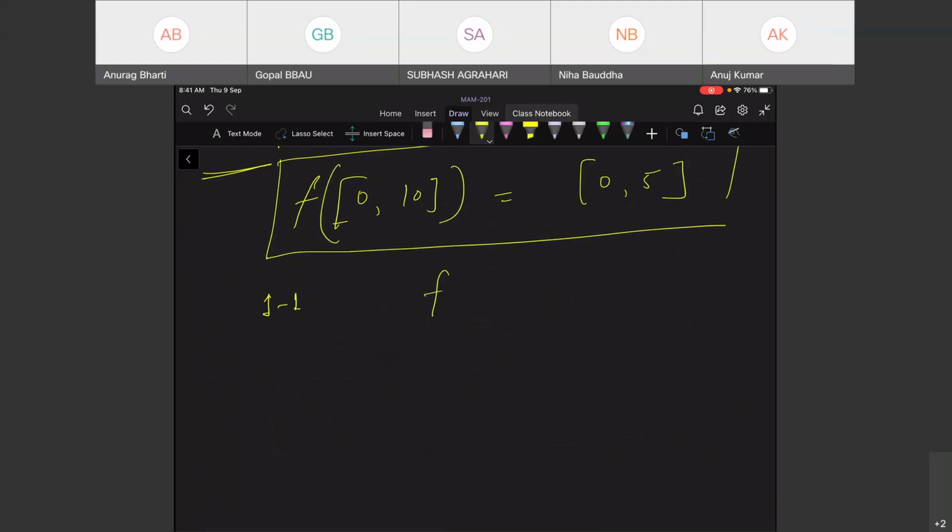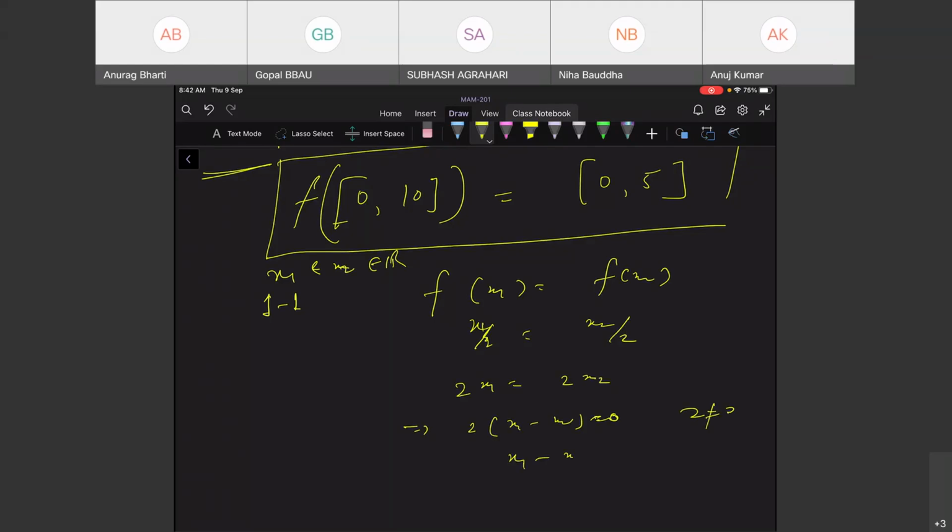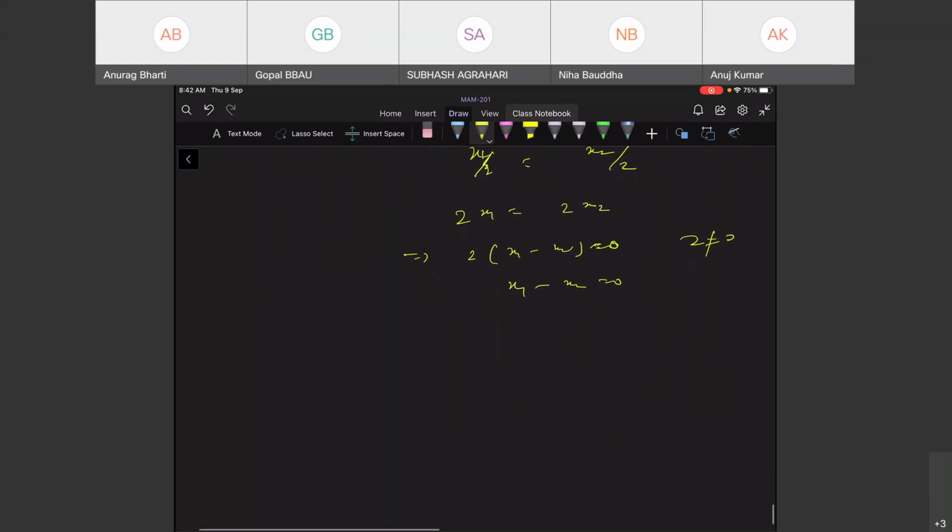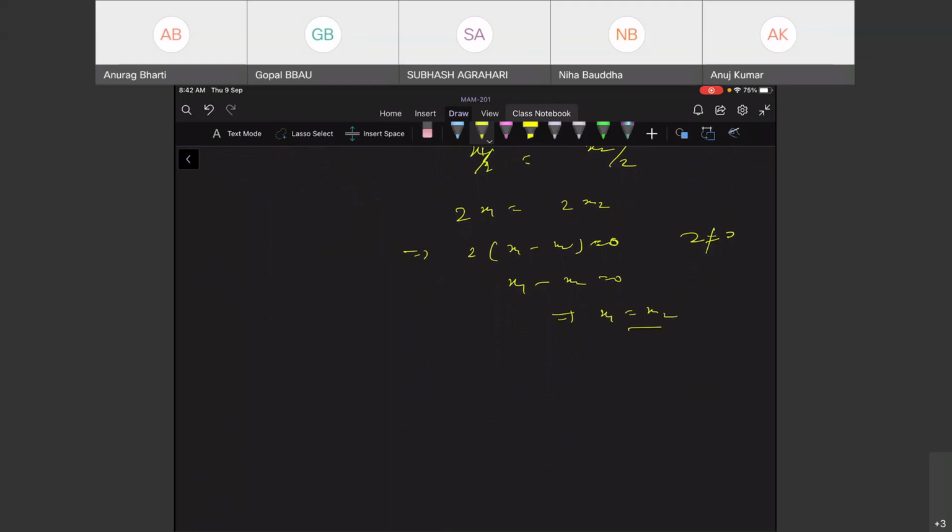For this, you take x1 and x2 in R. If f of x1 is f of x2, this means x1 by 2 is the same as x2 by 2. So this means 2x1 is the same as 2x2. This means 2(x1 minus x2) equals 0. But you know 2 is non-zero. So x1 minus x2 equals 0 implies x1 equals x2. So 1-1-ness is easily there.